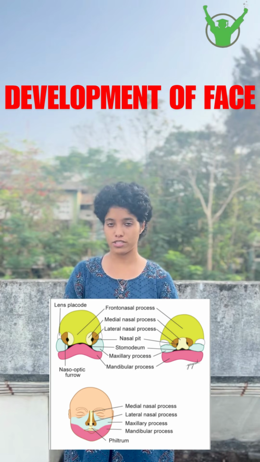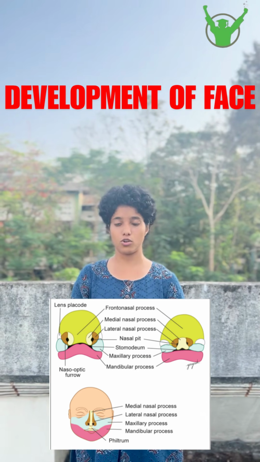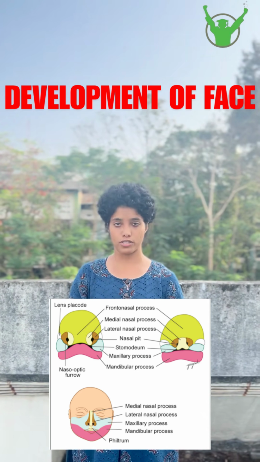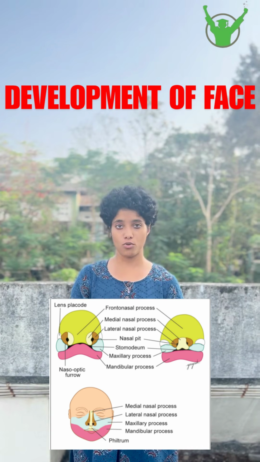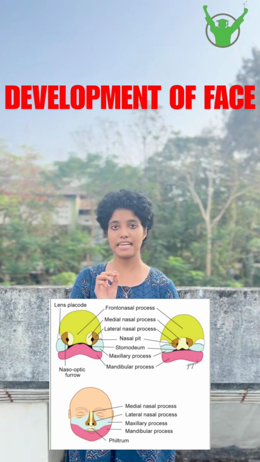Now the formation of the nose. The frontonasal derivatives include the forehead and the bridge of the nose. The dorsum and the tip of the nose is formed by the fusion of the medial nasal process.